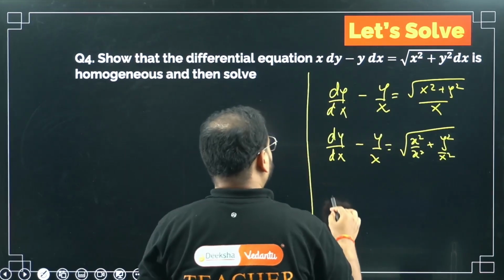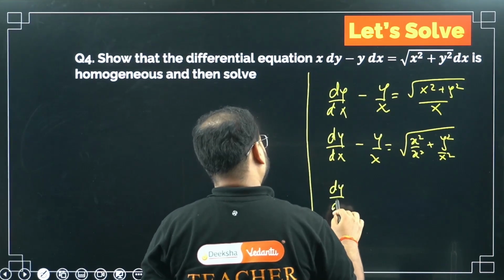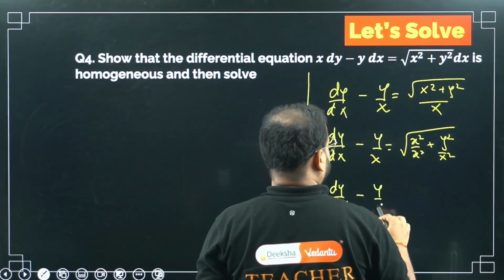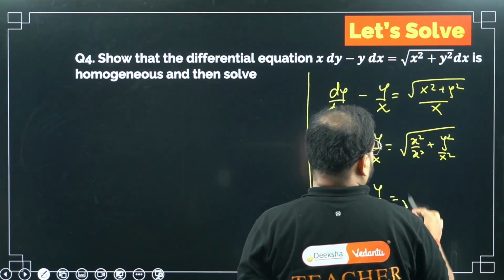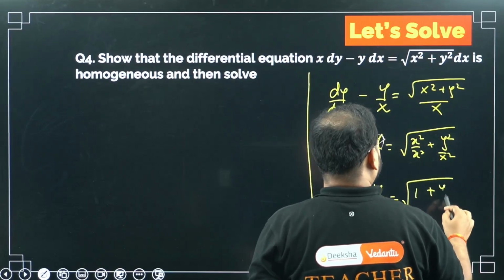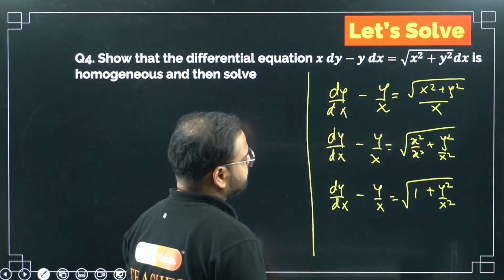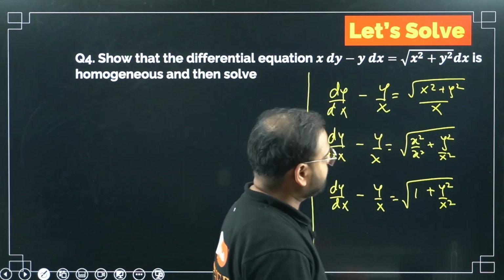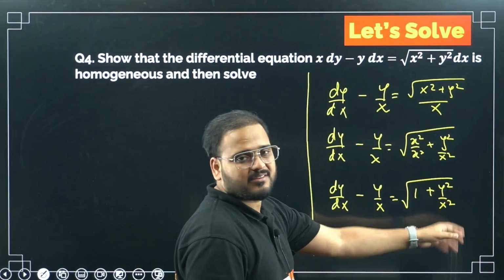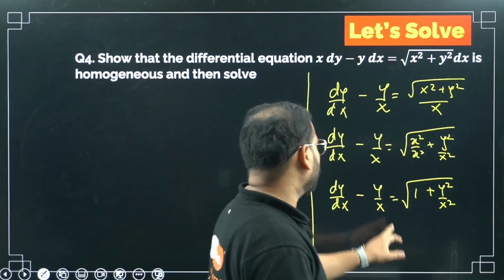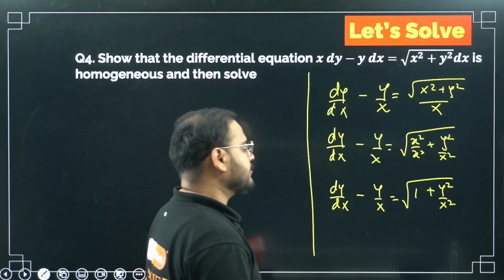Now tell me, what is the degree over here? It's 0 only, right? Y square, x square, the degree power is the same. Over here also, y and x power is the same. So it's 0 only.